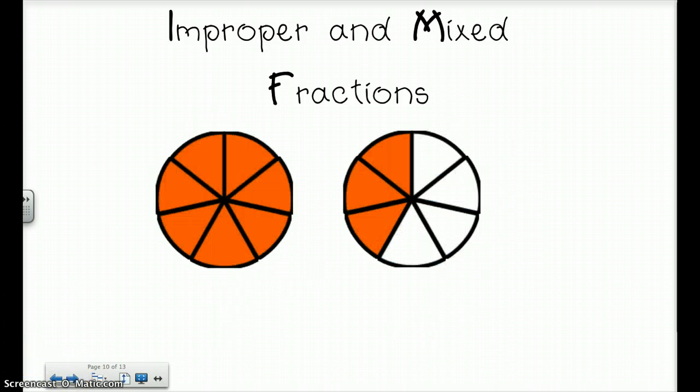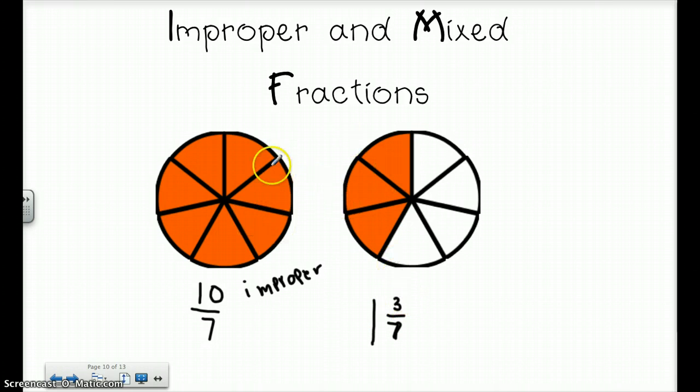Let's move on to this one. Again, let's count to see how many pieces this circle is split into. 1, 2, 3, 4, 5, 6, 7. So no matter what, my denominator is always going to be 7. Now to write my improper fraction, I need to count how many are shaded orange. So there's 7 here, 8, 9, 10. So there are 10 sevenths for my improper fraction. And for my mixed, 1 whole and 3 sevenths.